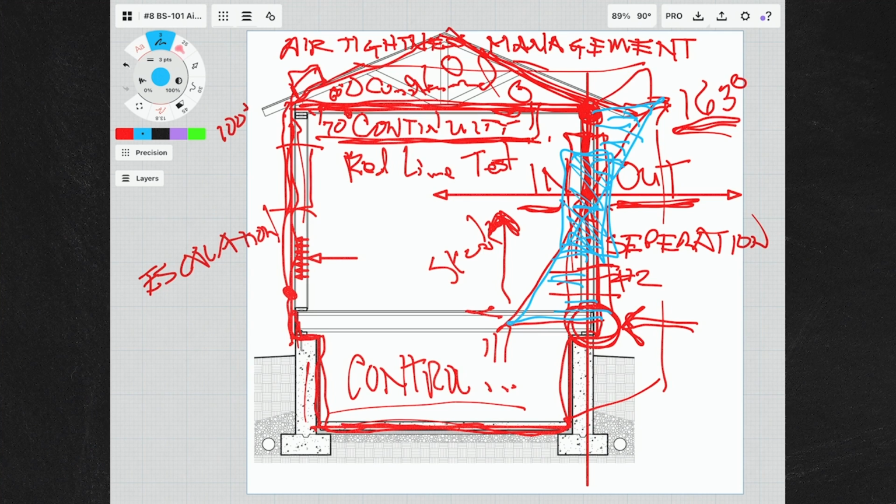So somewhere in there is what we would call the neutral pressure plane. And the neutral pressure plane is where that negative pressure and that positive pressure equalize, right? Or are neutral. They cancel each other out.